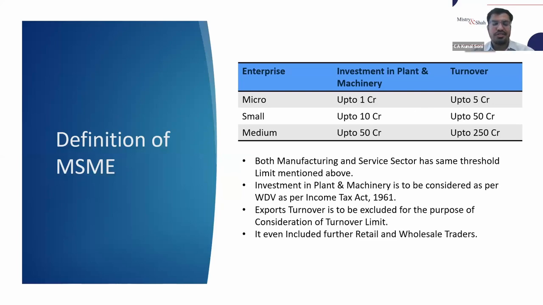Now here again, it is not an either-or condition. It is an and. So investment in plant and machinery up to 1 CR and turnover up to 5 CR. Similarly, for small, if we consider, then the investment criteria is 10 CR, whereas the turnover criteria is 50 CR. And when discussing about the medium enterprise, then in that particular case, it is 50 CR for plant and machinery and 250 CR for turnover.